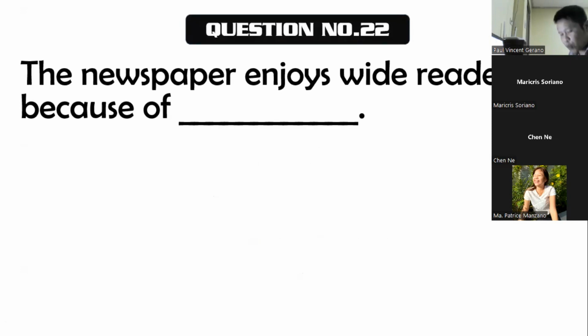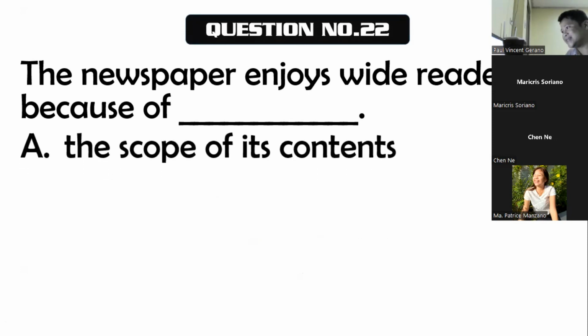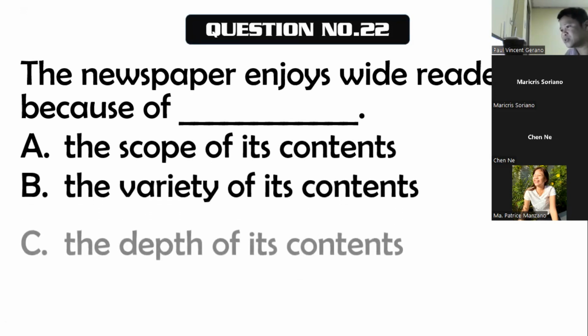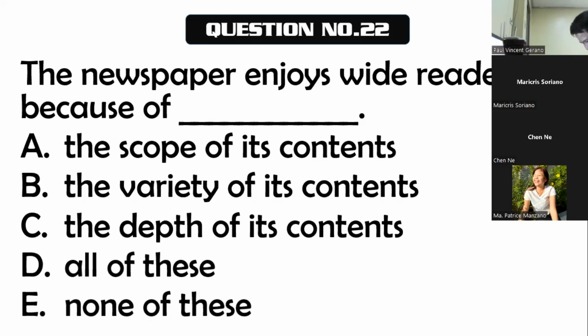22. 22 is campus journalism. The newspaper enjoys wide readership because of A, the scope of its contents, B, the variety of its contents, C, the depth of its contents, D, all of these, E, none of these. What's the answer? Please type your answer in the chat box for question number 22. Chenny said letter D, Beverly said letter D, Rika said letter B. The correct answer is letter D, all of these.